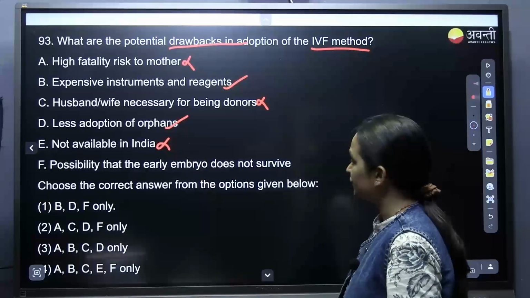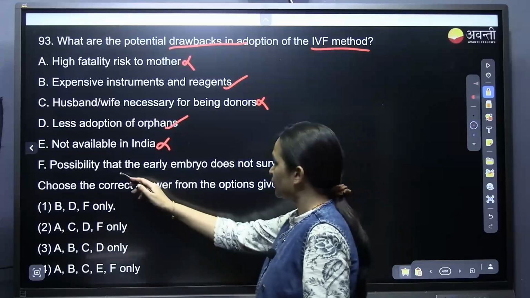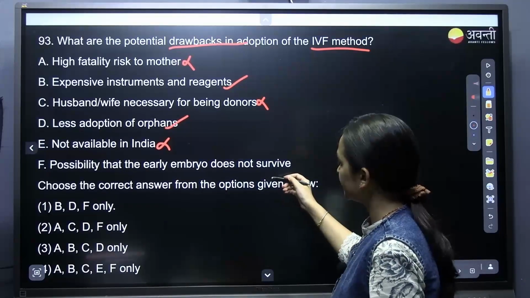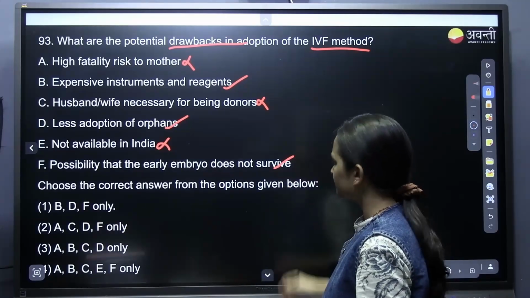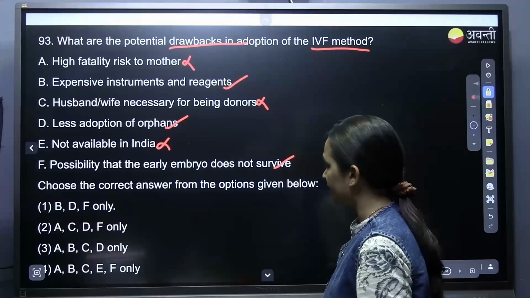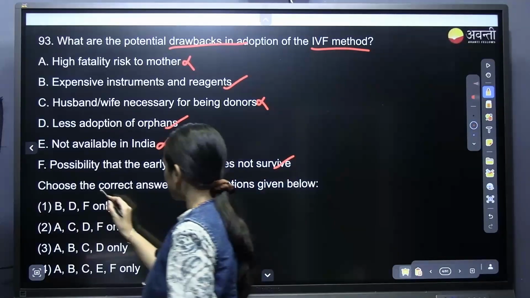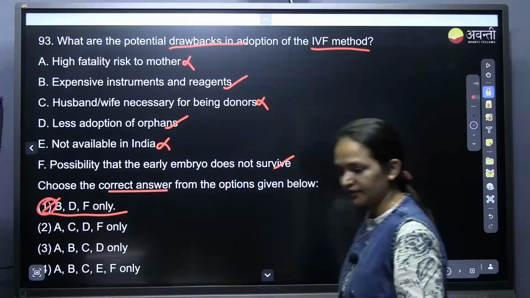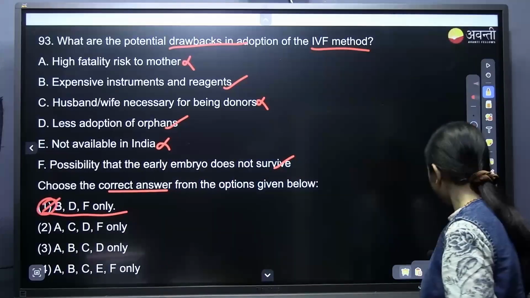Possibility that the early embryo does not survive. Yes, there is a possibility. So we can say B, D and F only. We need to find the correct answer, so B, D, F is the correct answer.